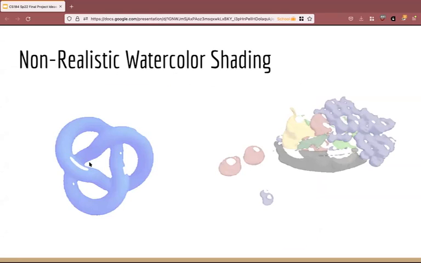Let's do real-time ray tracing. And then another one is non-realistic watercolor shading. This is a different type of rendering, a texture mapping sort of thing, where you're not necessarily trying to be photorealistic. Up until now, most of our rendering has been photorealistic. We want to get as realistic as possible. This is a different approach where we're just trying to get some sort of aesthetic. So it could be watercolor.